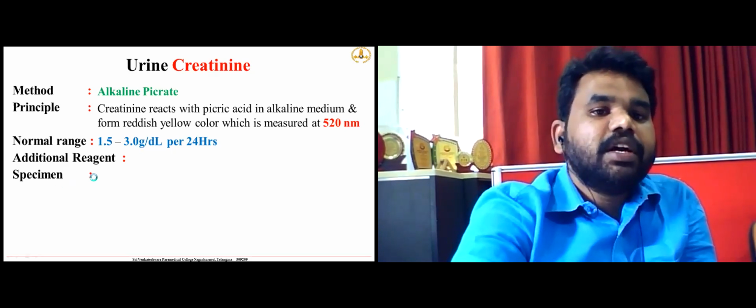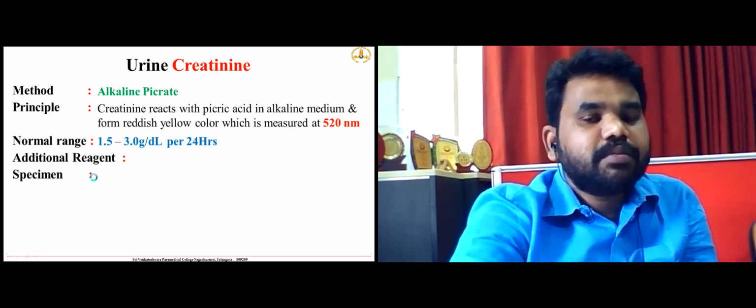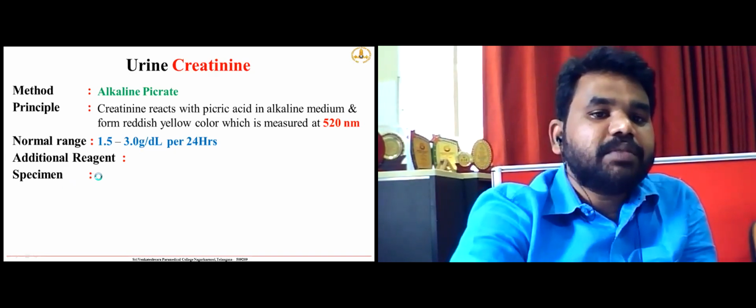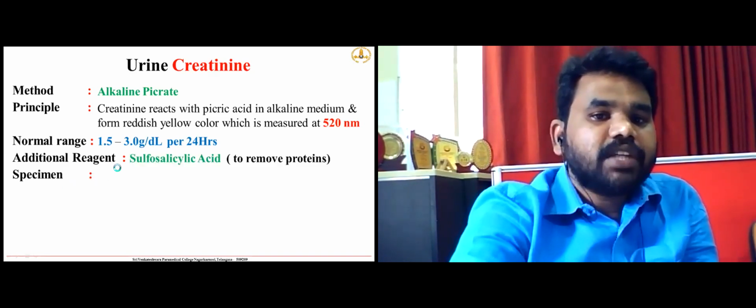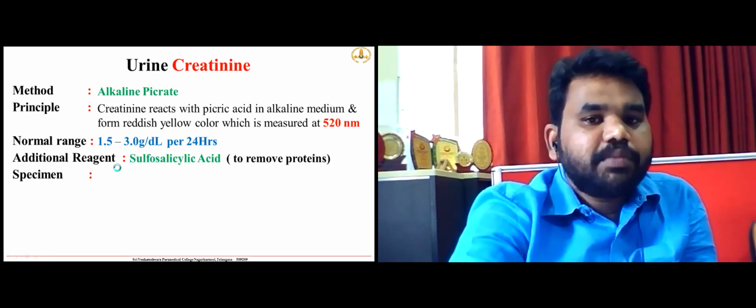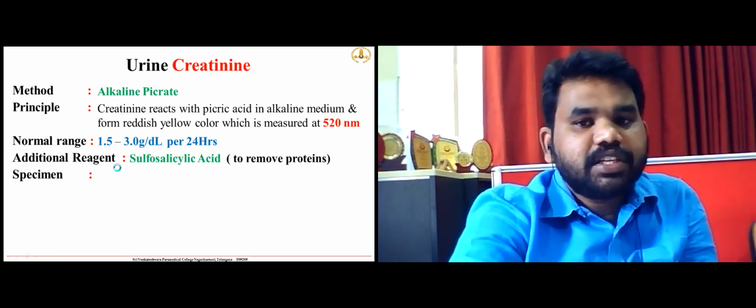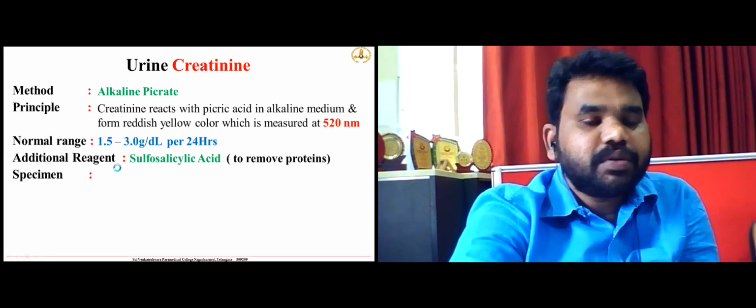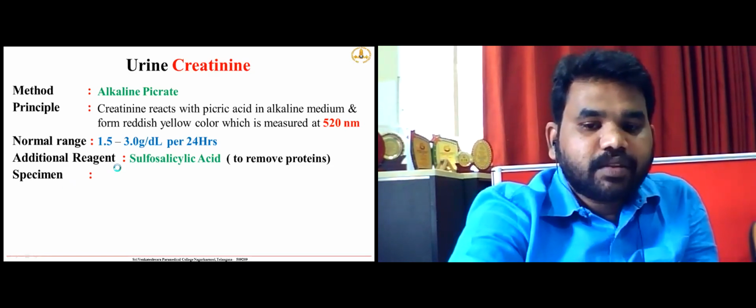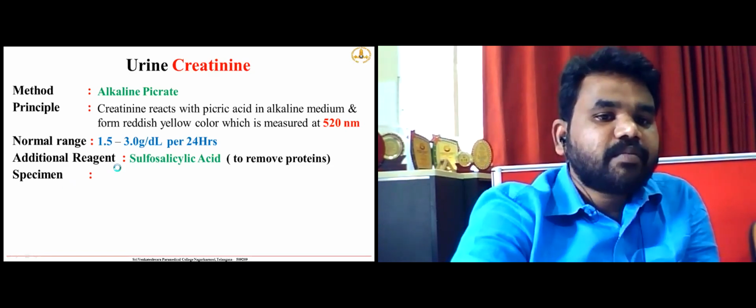is a 24 hours urine sample. And along with the serum creatinine reagents, we need some additional reagent here that is called sulfosalicylic acid. With the help of this sulfosalicylic acid, we will mix the urine sample and we will remove the proteins, which will become an interference when we are measuring the creatinine through the colorimeter or spectrophotometer.